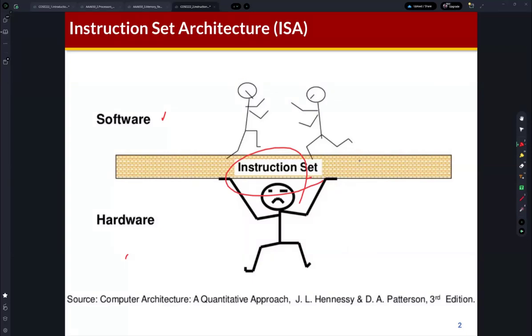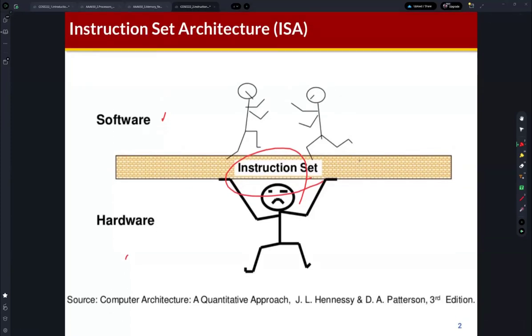How do hardware guys work hard, and software guys are just playing. So anyway, this figure explains that instructions are the interface between software and hardware.